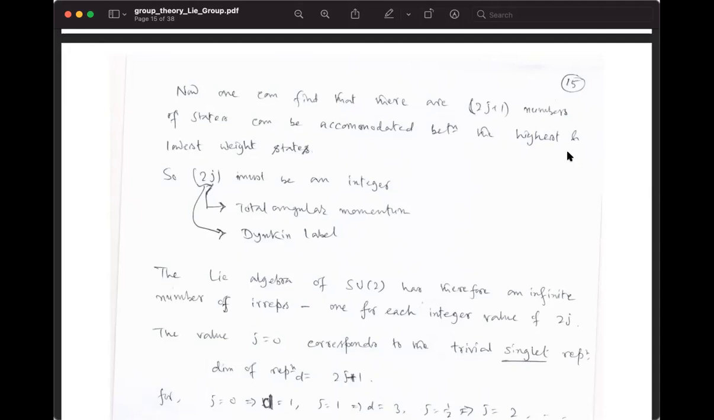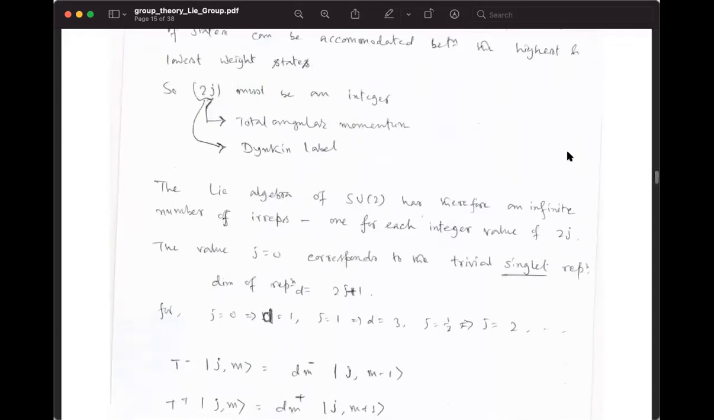And here 2j must be an integer, where j is the total angular momentum, and there is a nice way of relating this to the Dynkin level. I'm just mentioning this now, but later when we talk about the Dynkin index and Dynkin level for more generic groups, it will be clear. It is very important to understand the representations with respect to this angular momentum. That is what generalizes this aspect.